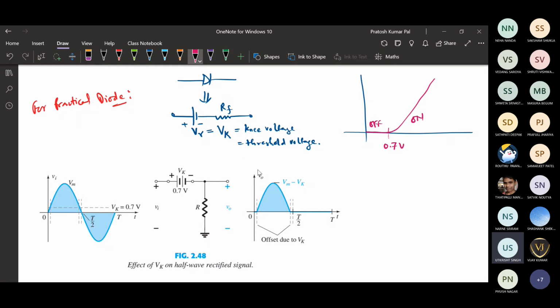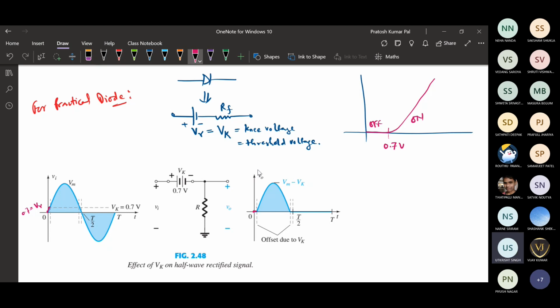That means when we are applying the input voltage from 0 up to the cut-in voltage, that is, up to 0.7 volt, for this region the diode will be off. So if the diode is off for this region, from 0 to 0.7 value of the input, the output will be 0. So here the output will be 0.